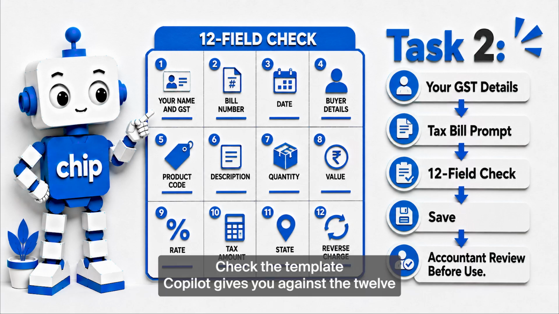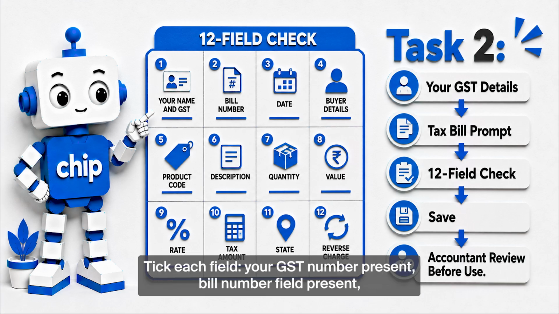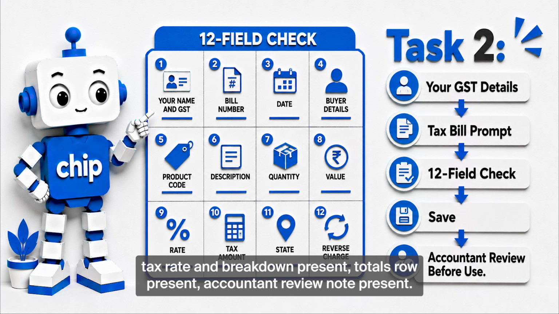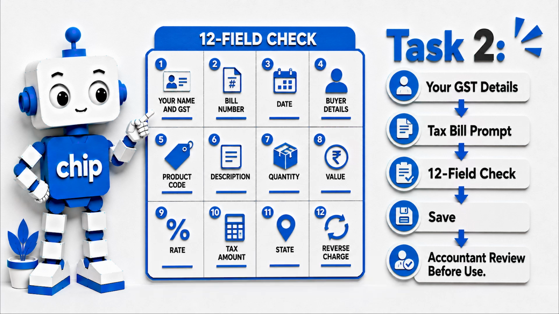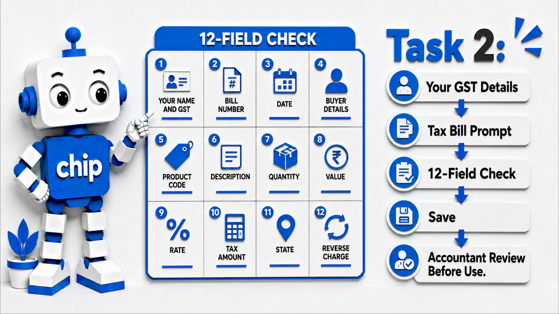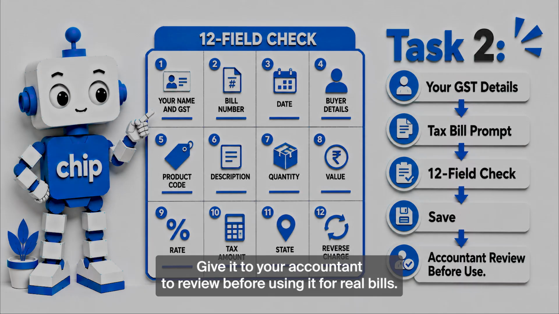Check the template Copilot gives you against the 12 required fields from this section. Tick each field: your GST number present, bill number field present, date field present, buyer details field present, product code present, tax rate and breakdown present, totals row present, accountant review note present. Save the template as a Word or Excel document. Give it to your accountant to review before using it for real bills.